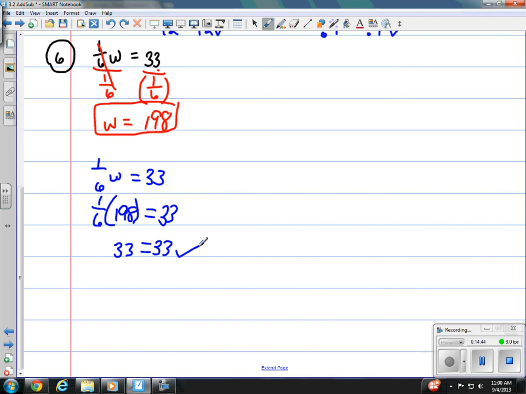And that finishes up one-step equations in chapter 3. Thanks.